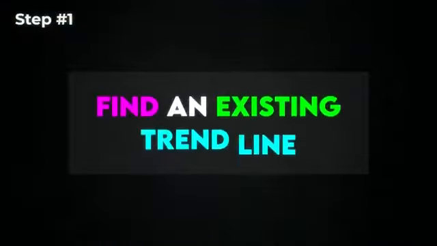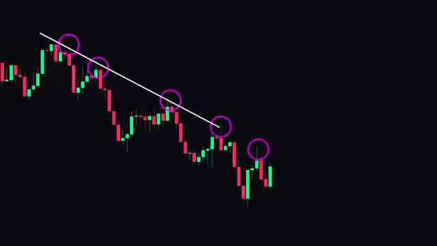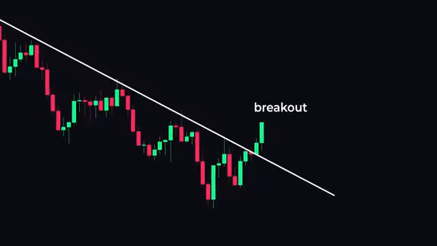The first step of this strategy is to find an existing trend line. And in this chart, we can see that price is in a downtrend, and we have swing points right here that we can connect to draw a trend line. Next, we wait for price to break out of that trend line.